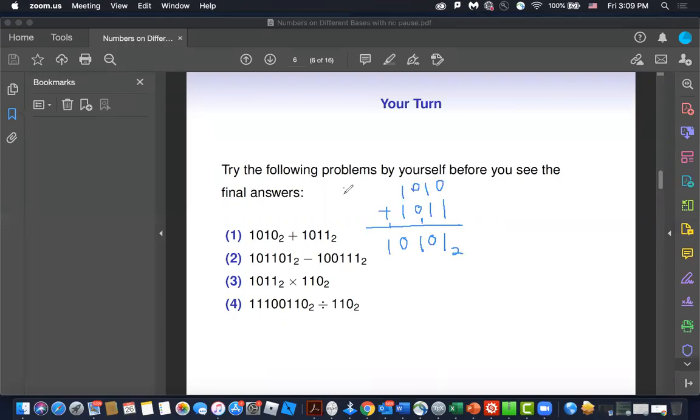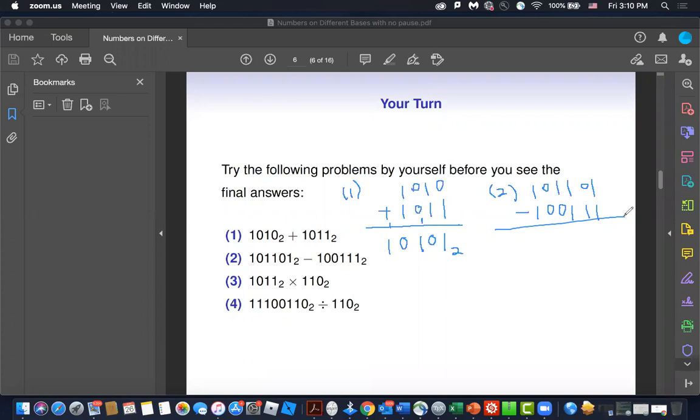Okay, so that is the first one. Second, subtraction. Again, line up. So we have 1, 0, 1, 1, 1, 1, 0, 1, subtract 1, 0, 0, 1, 1, 1. Yes.